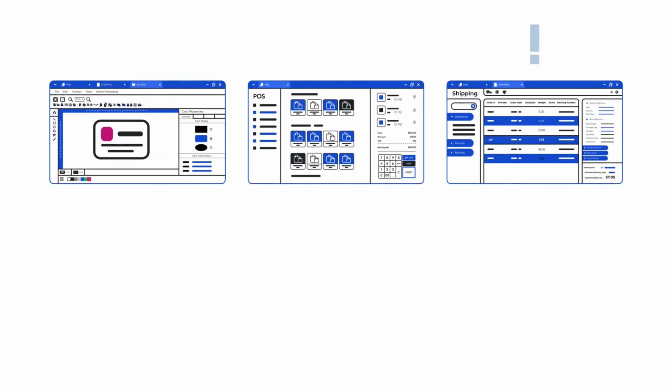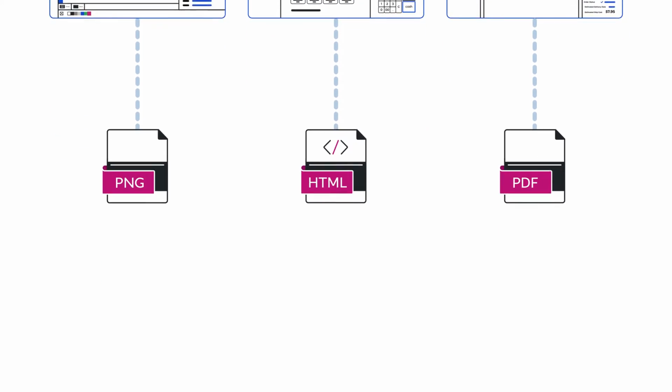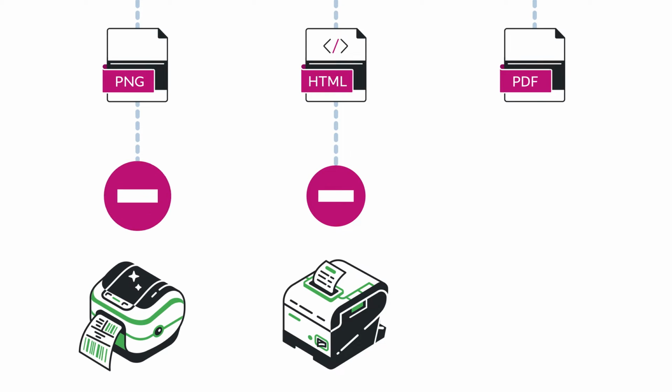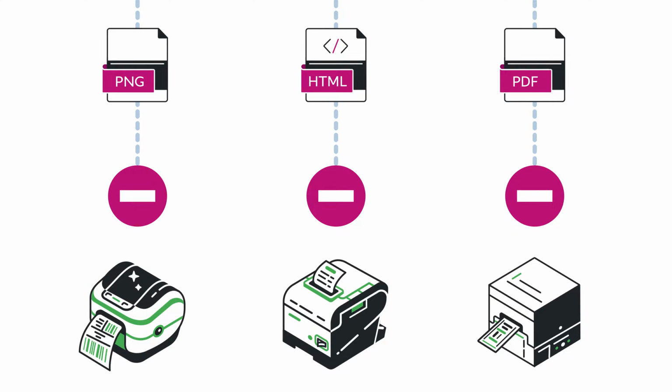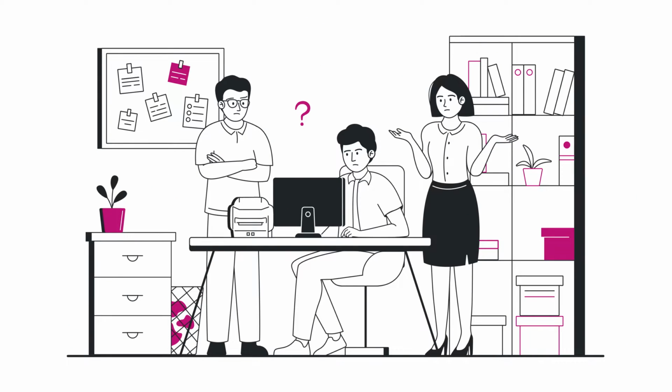But there's one small problem. Your web page might generate HTML, raster images, or PDFs. But your receipt printer, label printer, or thermal printer uses a proprietary language that no one in the office seems to understand.